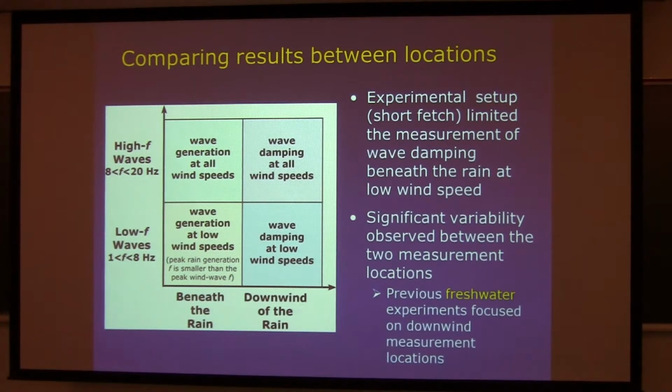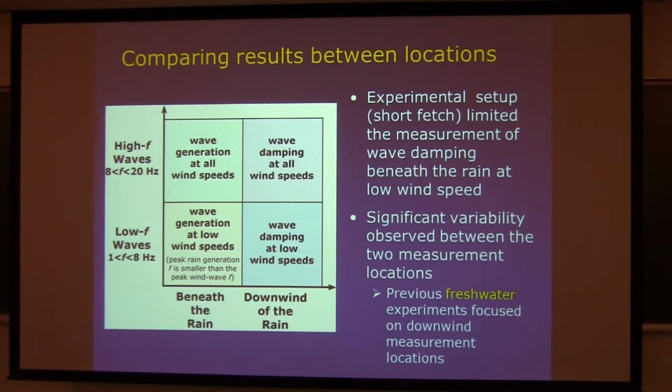You didn't measure the high frequency wave generation or the ring waves downwind because the high frequency waves damp out if you're measuring downwind. But the ring waves are generated. Downwind of the rain, you measure wave damping at low wind speeds and low frequencies. And at high frequencies, you measure wave damping as well. So you don't measure the ring waves. So there is significant variability observed between the two measurement locations.